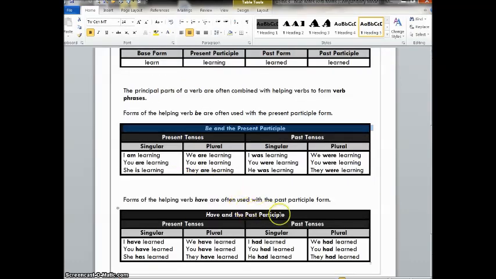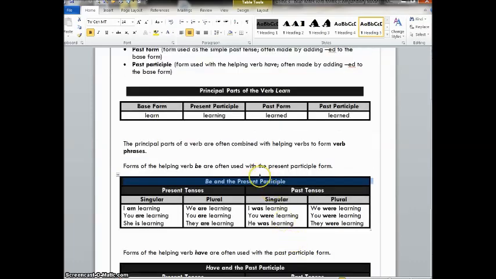With the past participle, we use have. So in the present tense, that would be I have, you have, she has learned, we have learned, you have learned, they have learned. I had learned, you had learned, he had learned, we had learned, you had learned, they had learned. So we use the past tense of have, had, but the main verb is learned in all cases, okay, which is the past participle.